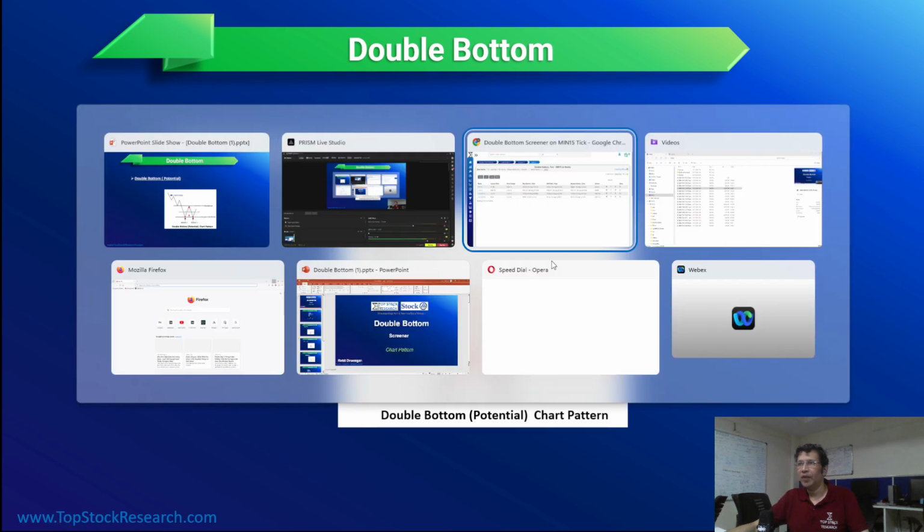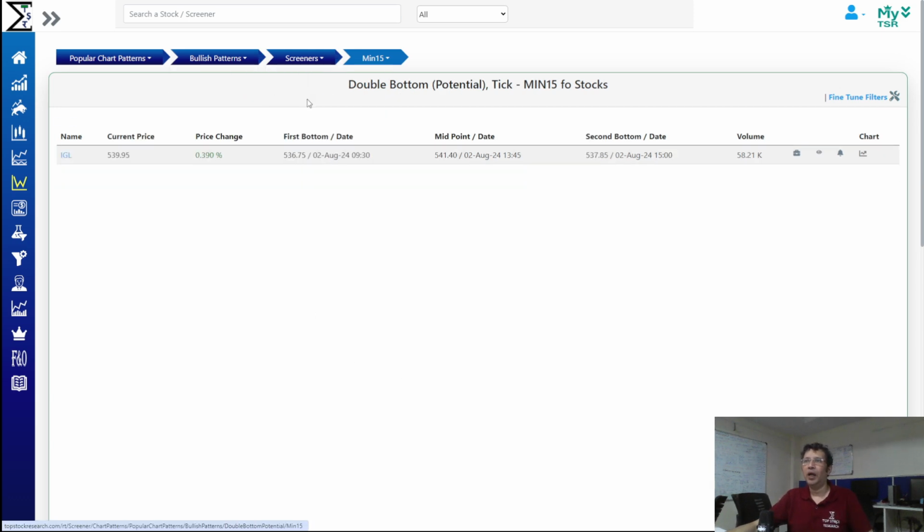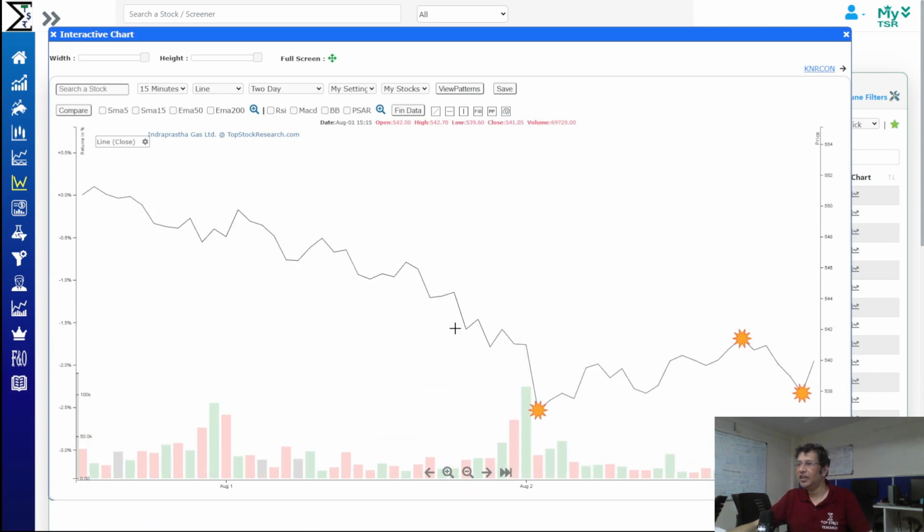Okay, so let's see what we have in the system. We have a screener for this as well. You see double bottom, go to double bottom potential. You see that there are about 13 stocks which have a double bottom potential. So when you see here, first bottom is formed, it has gone up, second bottom is formed, and it's trying to go up. So we are giving you an indication much earlier than the typical breach point of this level. So you can either enter here, or you can set your price level for the moment it gets breached.